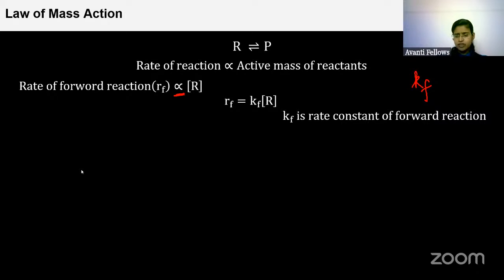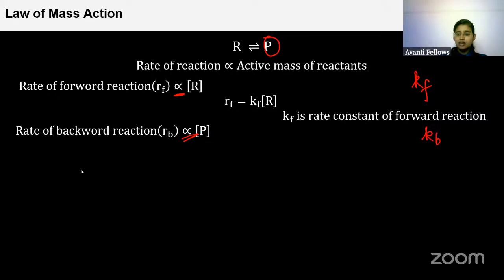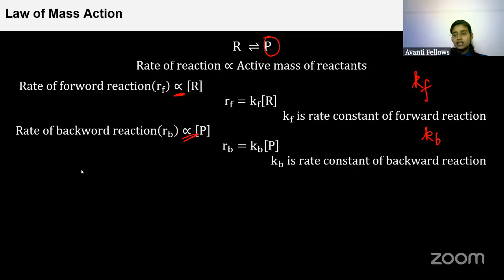In the same way, if I want to write the rate of the backward reaction Rb, it will be proportional to the concentration of P, because for the backward reaction, the reactant is the product, right? So it is proportional to the concentration of P. Now if I remove this proportionality symbol, I will introduce a constant which is called Kb. So Rb is equal to Kb into the concentration of P, where Kb is the rate constant of the backward reaction.